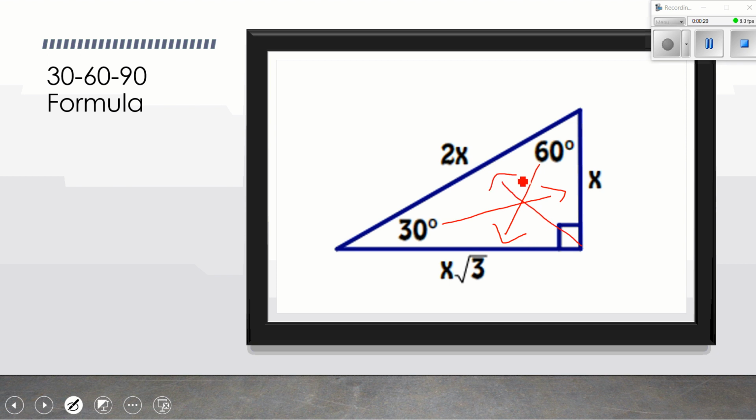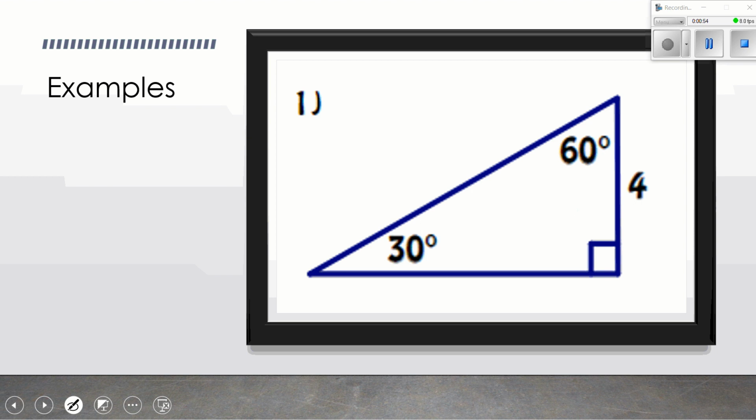Now the way I like to remember this is I label my angles biggest to smallest. I have 30, 60, 90. And now I'm going to label my x's. 1x is smaller than x root 3. And 2x is the biggest of all of them, because remember, your biggest side is across from your biggest angle, and your smallest side is across from your smallest angle.